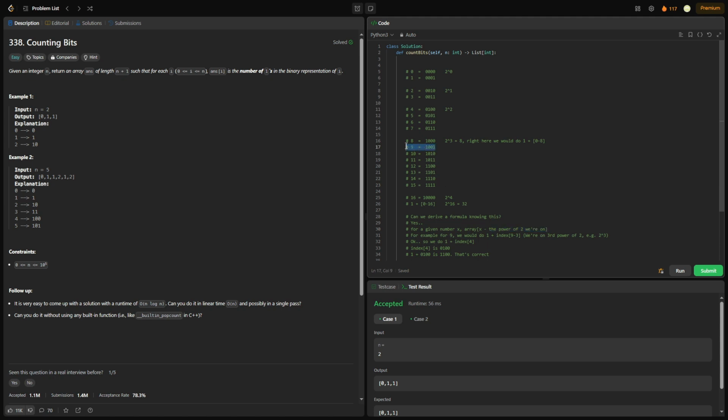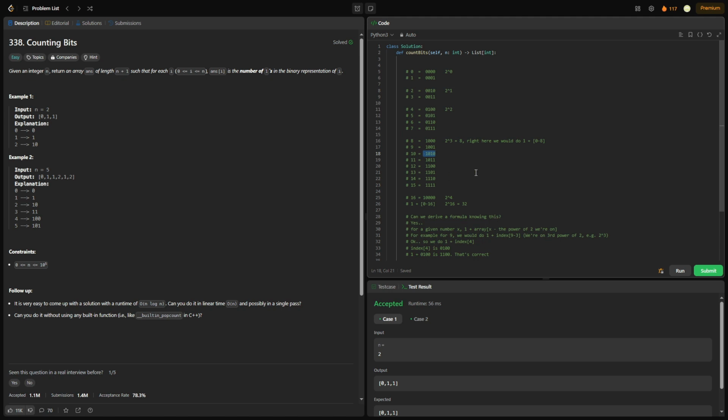This is the formula: 1 plus the array of x minus the power of 2 that we're on. Let's just do 10. 10 minus the power of 2 we're on, which is 8, is 2. So this should be 1 plus the array of 2. The array of 2 is 0 0 1 0. If we add 1, it should be 1 0 1 0. So yeah, 1 0 1 0.